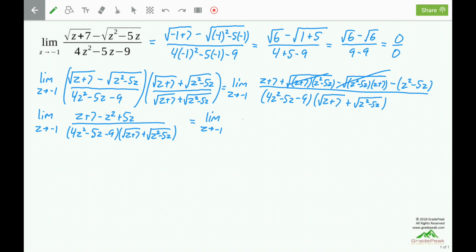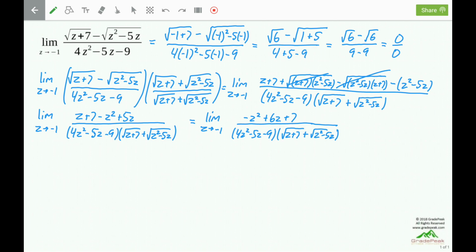In the numerator, we can combine together like terms, and that will give us limit as z goes to -1 of negative z squared plus 1z plus 5z is plus 6z, and then plus 7, divided by the denominator. So we've taken care of the root conjugate multiplication, and what that always does is change it to a new form that is still 0 over 0 but can have other work done with it.